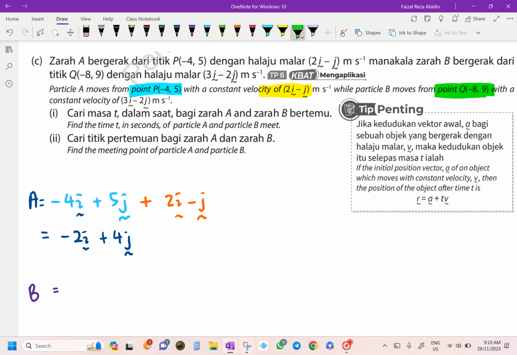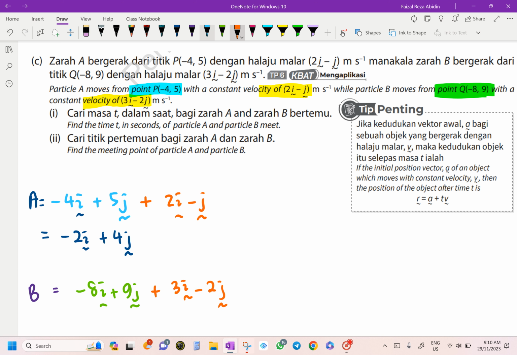Point Q. Okay, so I'm going to have over here negative 8i plus 9j. Okay, the velocity over here is going to be 3i minus 2j. So you're going to get over here plus 3i minus 2j.